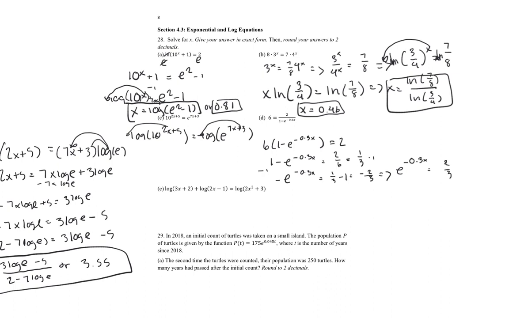And then we can take the natural log of both sides, right? And so then we'll have natural log of e to the negative 0.3x is equal to natural log of 2/3. And since it's in the exponent, we can bring that negative 0.3x out, and the natural log and e will cancel. And so then we'll have negative 0.3x is equal to natural log of 2/3. Or if we divide by negative 0.3, we'll get x is equal to natural log of 2/3 over negative 0.3. Or if we want to round that to decimals, that's just going to be 1.35.